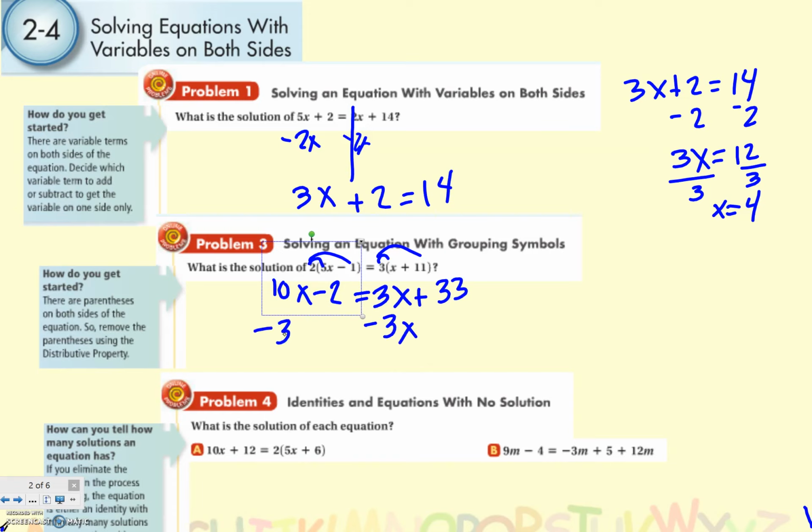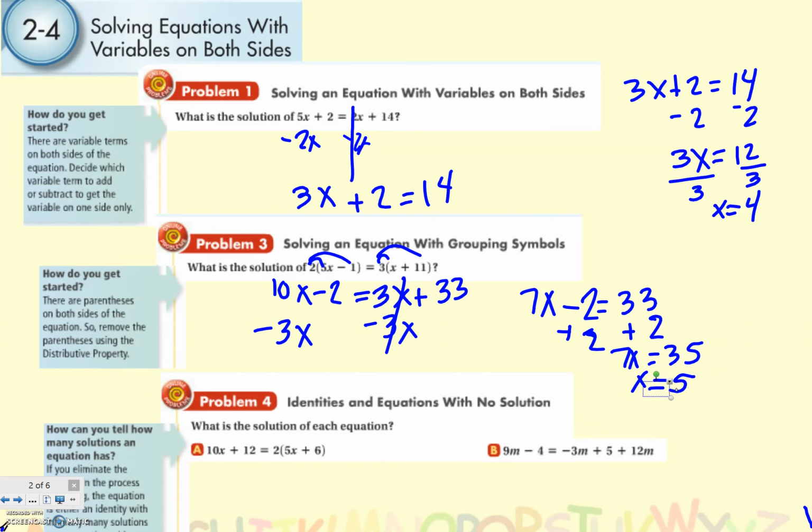So I'm going to move over the 3x. This will cancel out the 3x here. And I'm left with 7x minus 2 equals 33. And we solve it like a regular problem. So x equals 5.